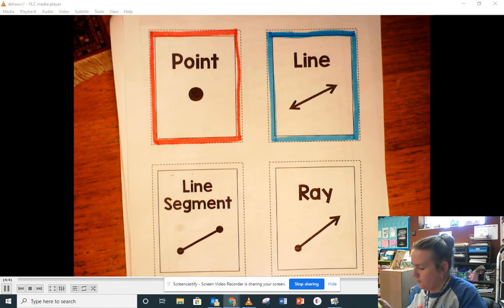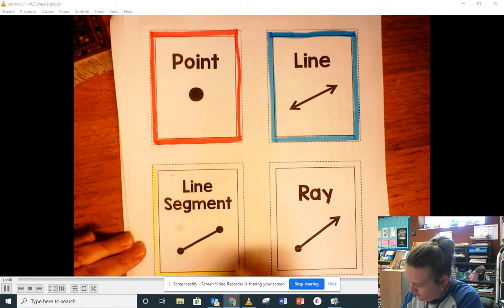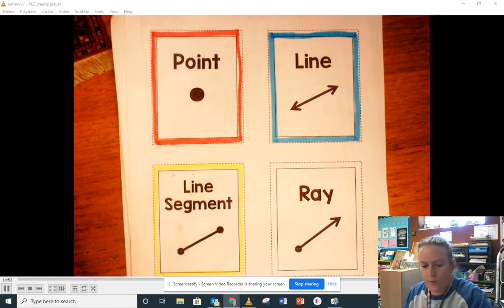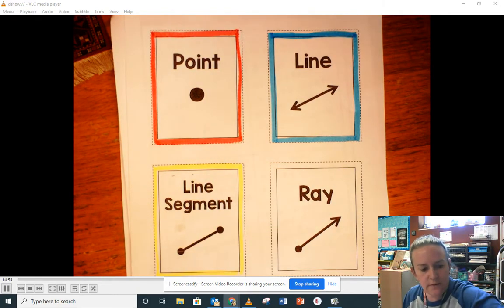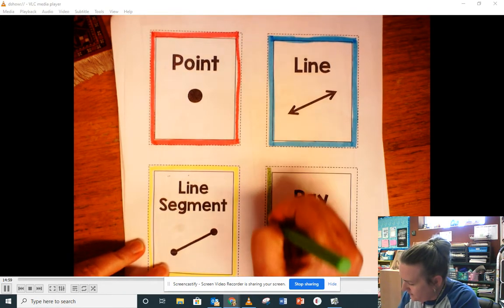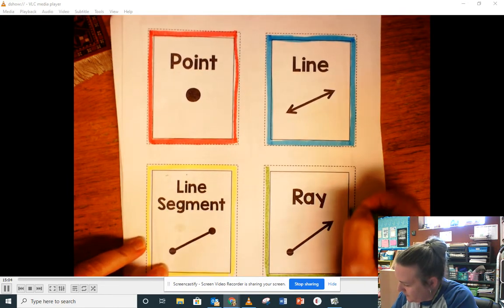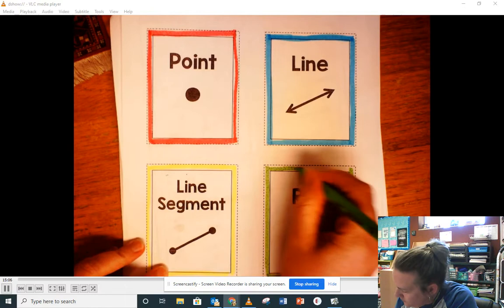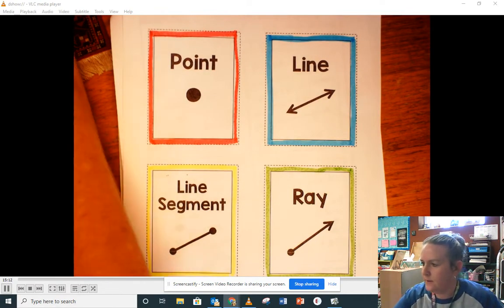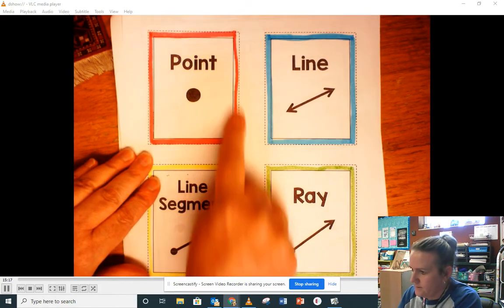And my yellow. You can pause the video if you want and get these colored, and then restart it when you are ready for the next step. And you can use any color you want. You can use all different colors or all the same color, doesn't matter. Now I'm going to cut these along the dotted lines.